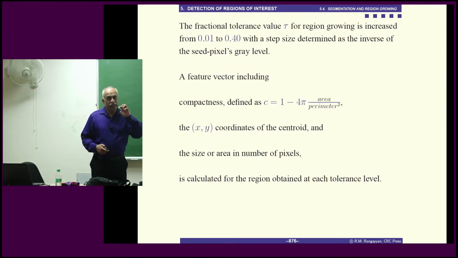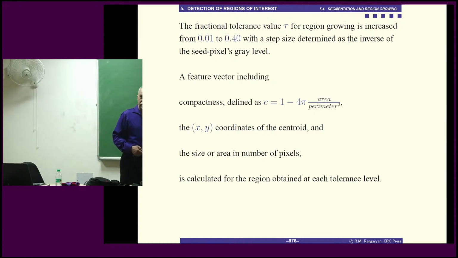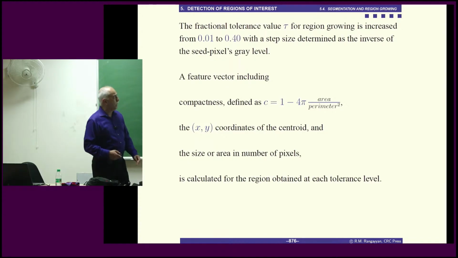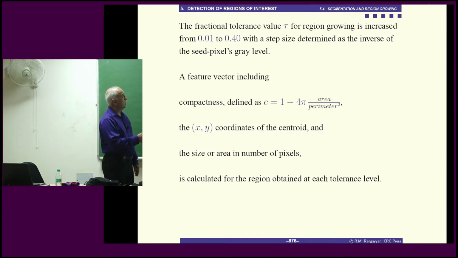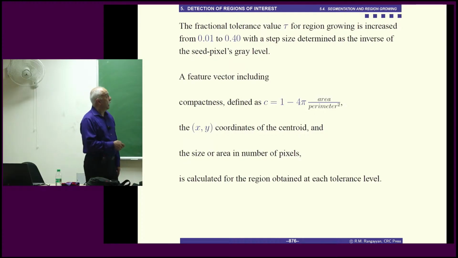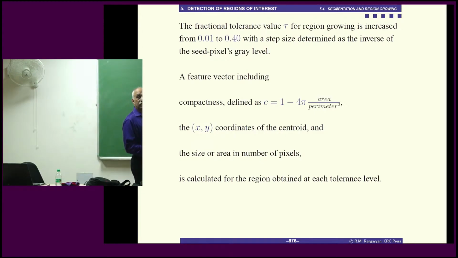And then for each region that was grown for a given tolerance, a feature vector was computed. As I mentioned earlier, multi-region growing for the same object, and then you select the best. So compactness, C equal to 1 minus 4 pi area over perimeter squared. Compactness is typically defined as perimeter squared over area, but this normalizes the value to 0 to 1. And then XY coordinates of the centroid or center of mass of the region. Size or area in number of pixels. So this is the feature vector that I had mentioned earlier.